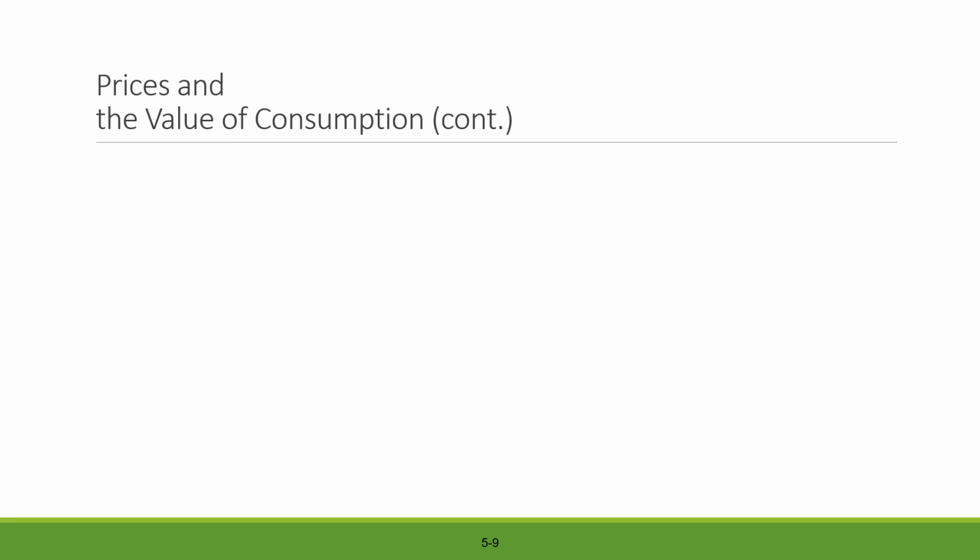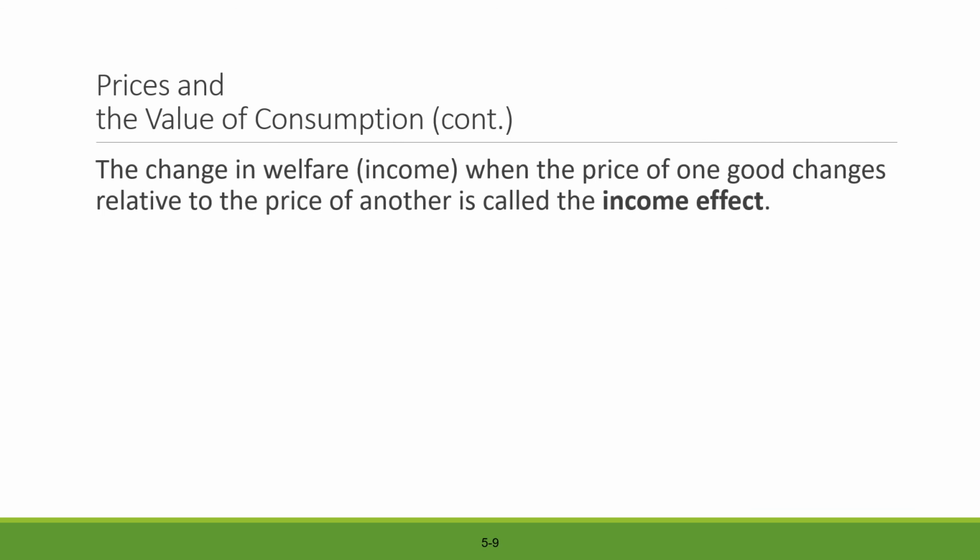Whenever prices in the market change, for a consumer there happen to be two types of effects. One we call the substitution effect, and the other we call the income effect. So let us discuss these two effects briefly over here. The change in welfare or the change in income when the price of one good changes relative to the price of another is called the income effect. Basically, when prices change, the purchasing power of the consumer changes, and when purchasing power changes, that is somewhat parallel to the change in income.